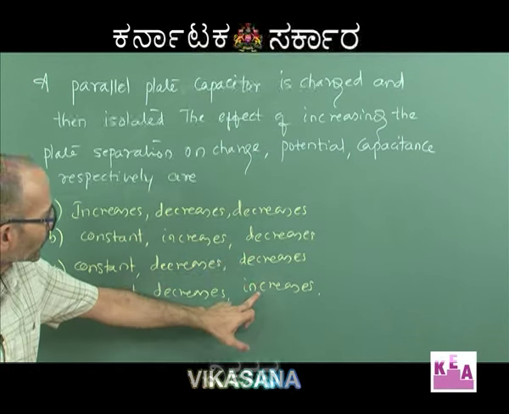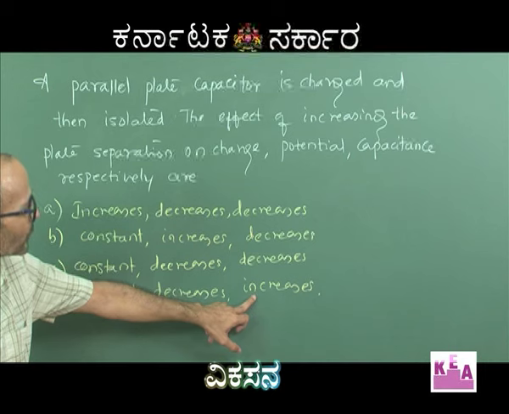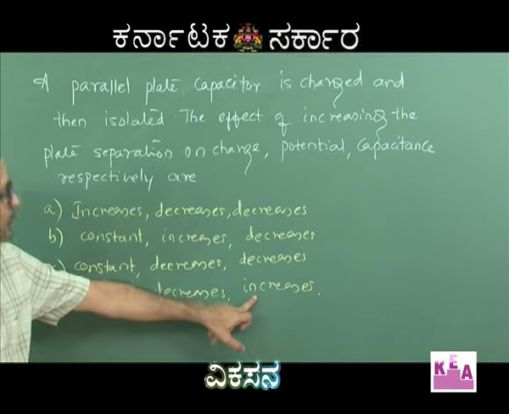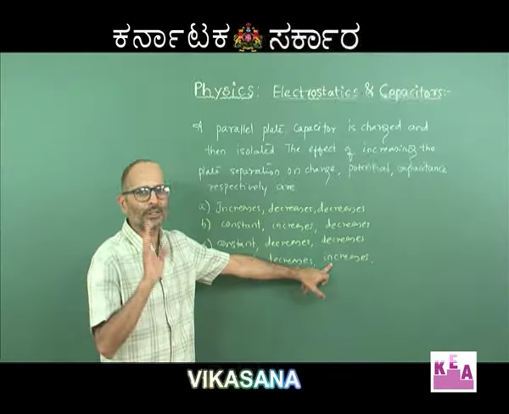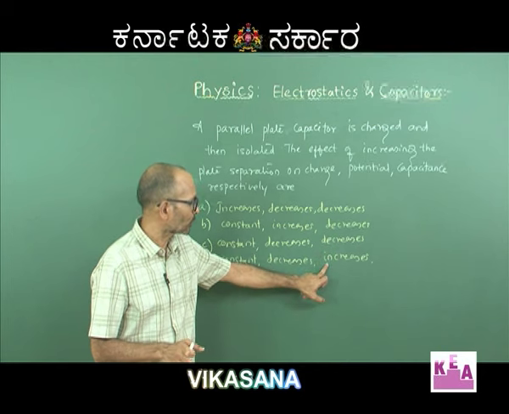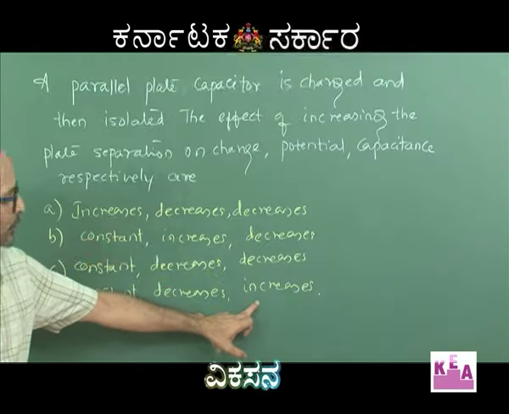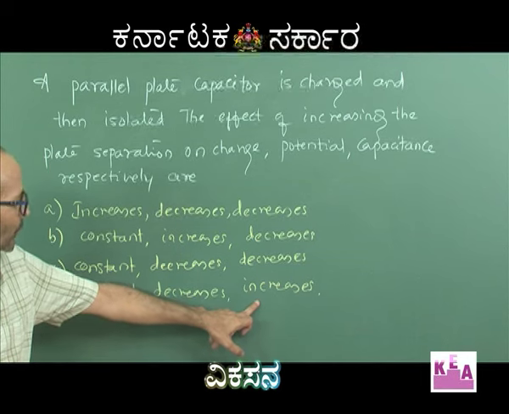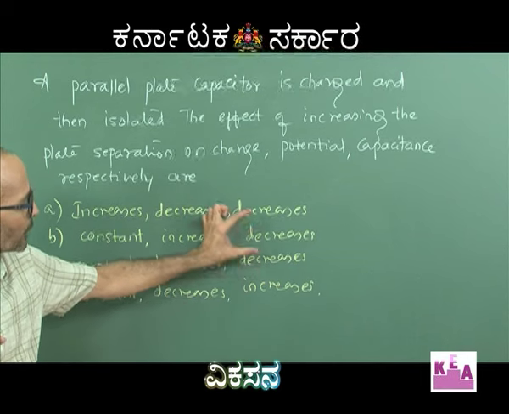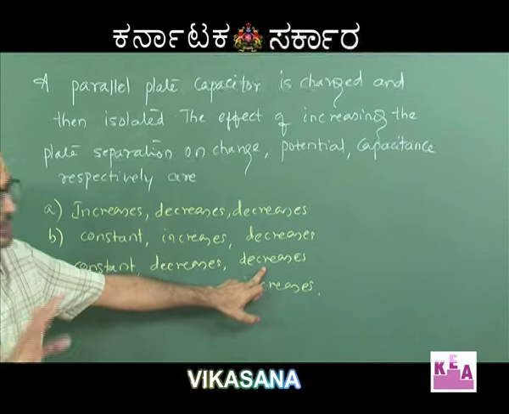Unfortunately, there is only one option in which he has given capacitance to increase, and capacitance, I told you, will decrease. So, this option is also ruled out. This was ruled out because of charge, this is ruled out because of capacitance. Now, you are left with only these two, and in both of them he says the capacitance will decrease.